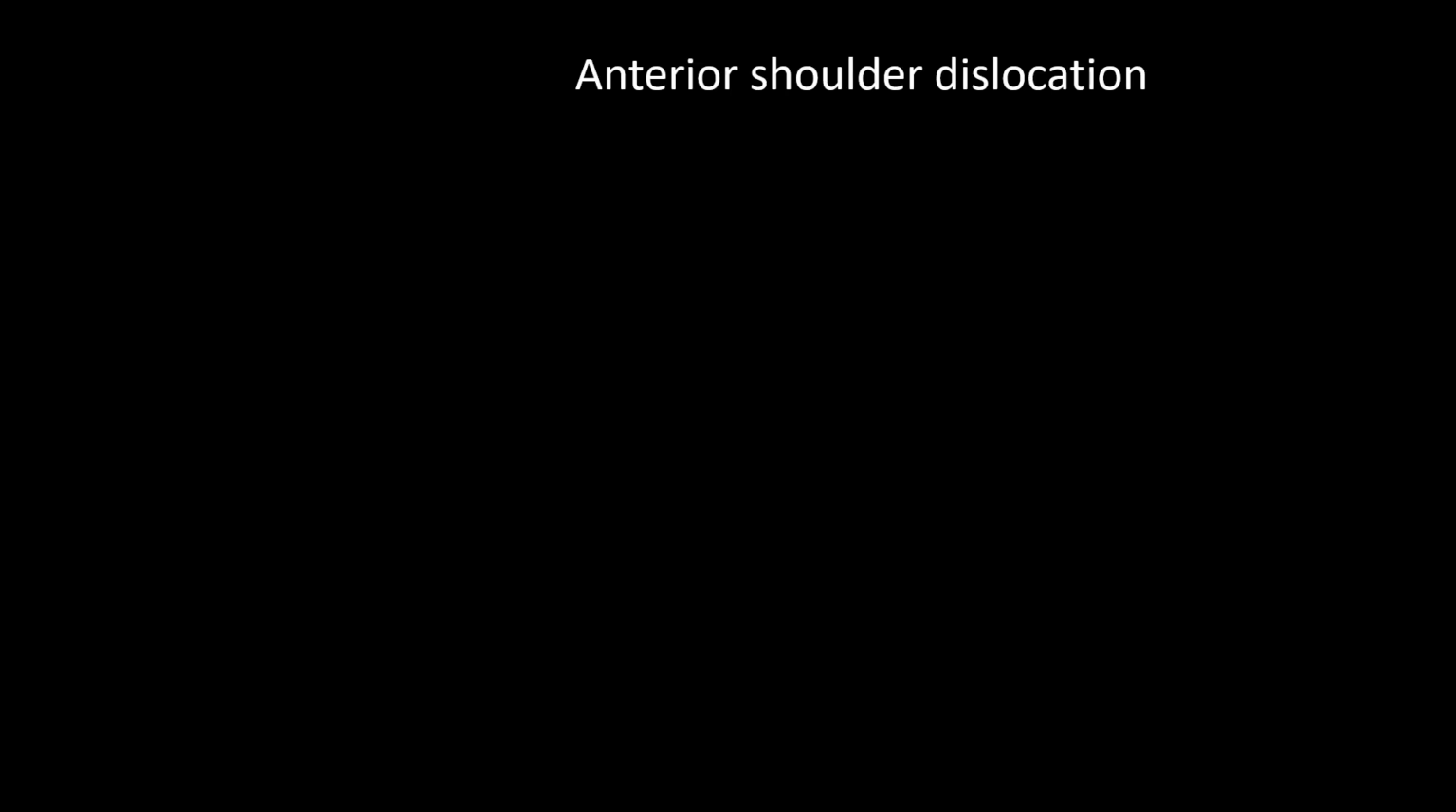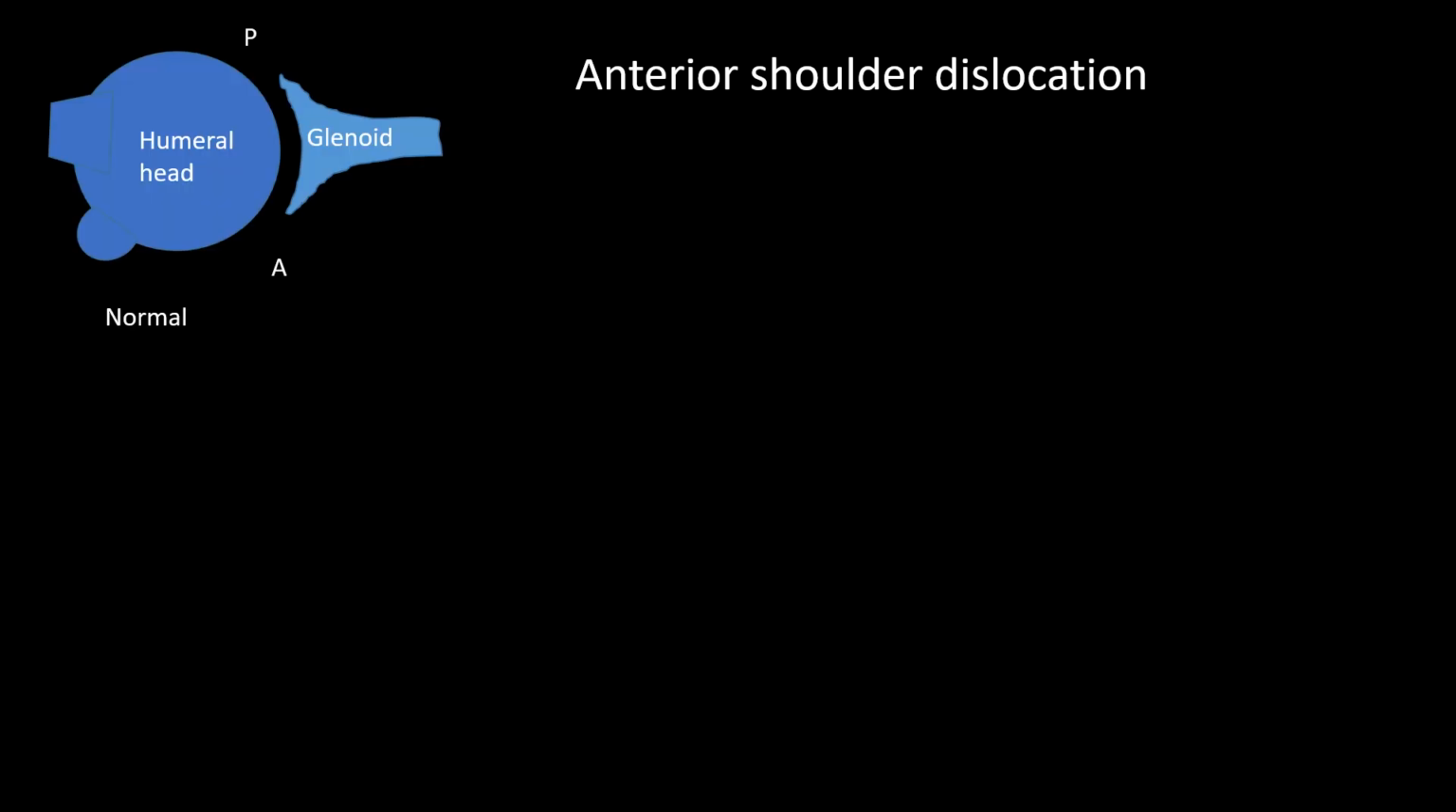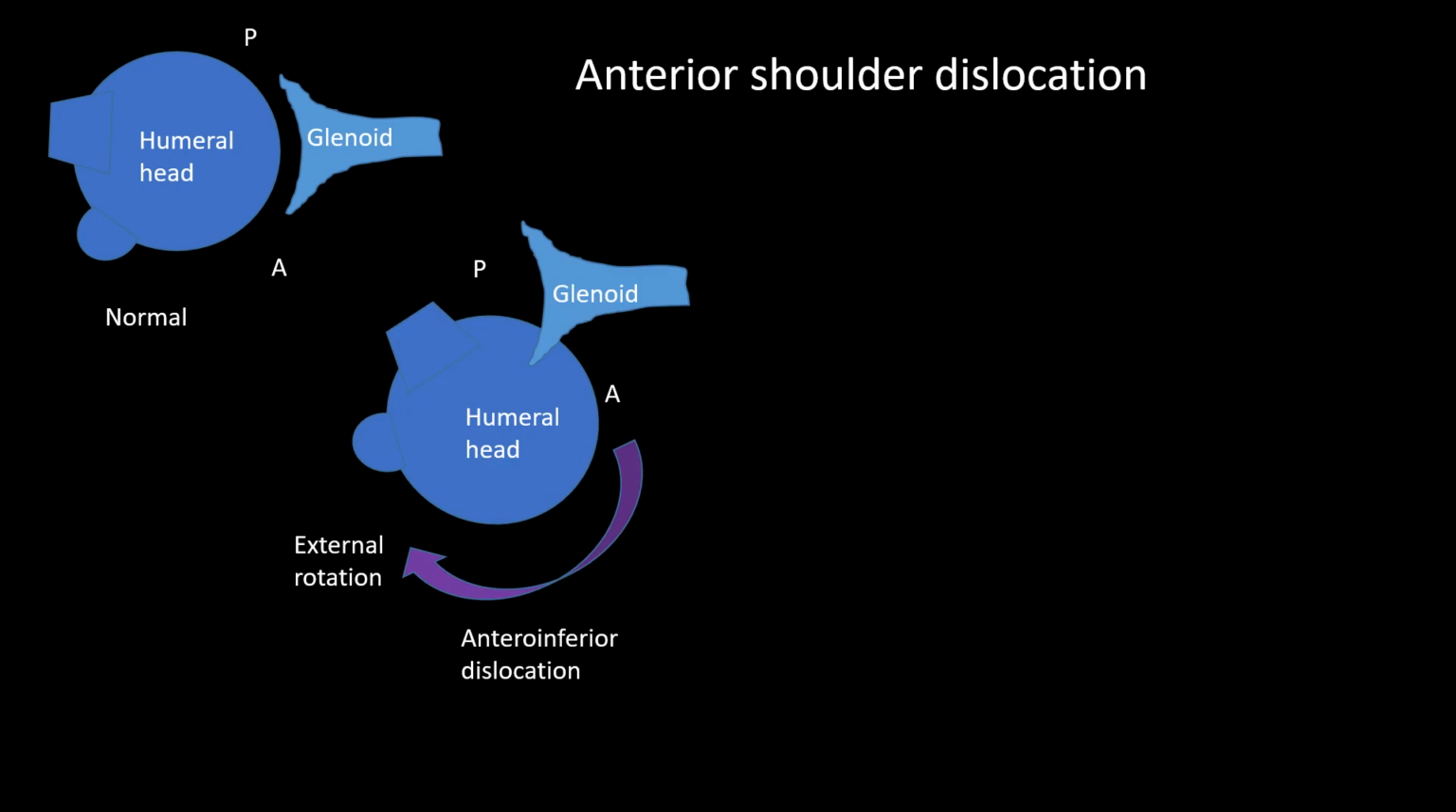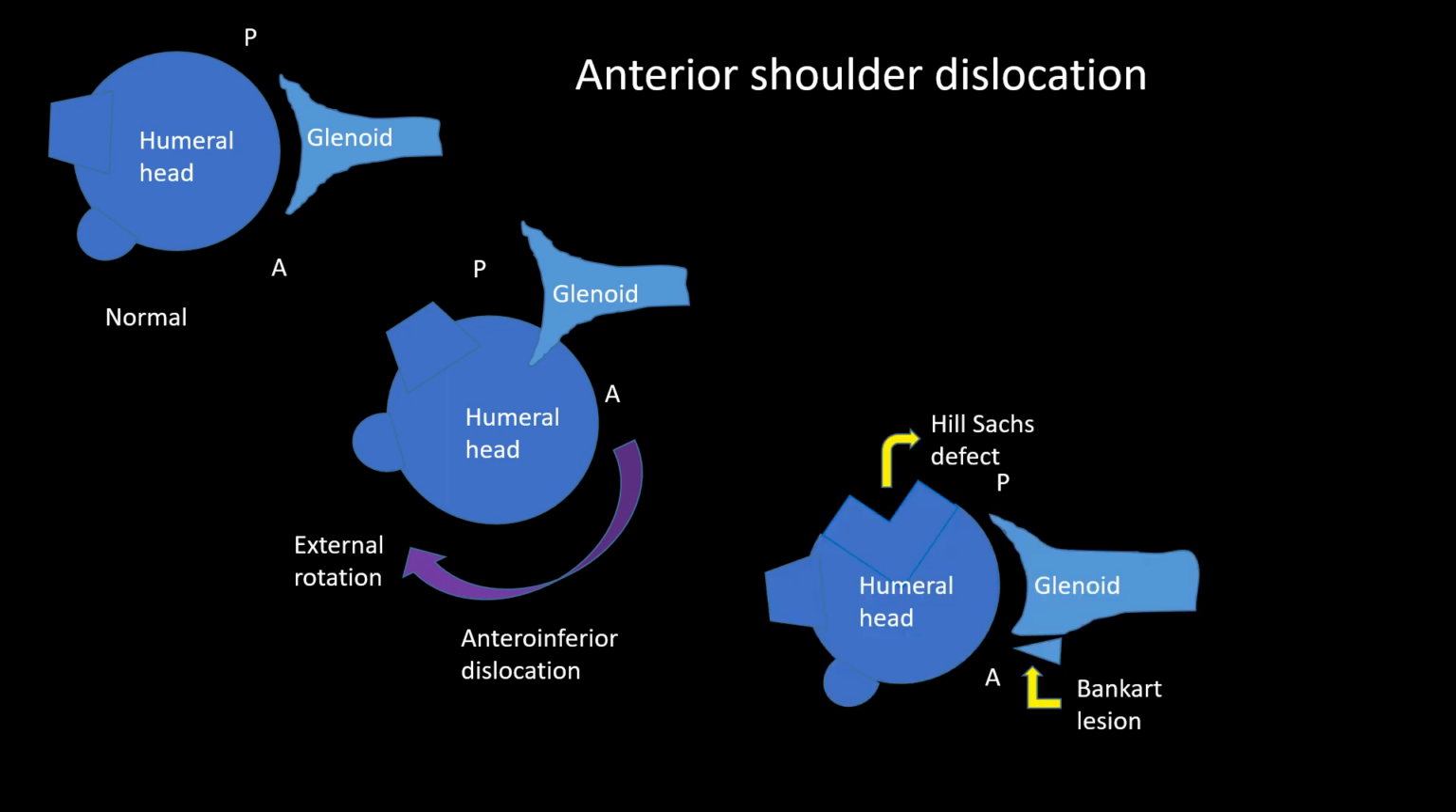For that, let's have a look at what happens in anterior shoulder dislocation. This is the normal orientation of humeral head and glenoid in the neutral position. When there is a violent external rotation in abduction, the posterior superior humeral head impacts upon the anterior glenoid rim. This results in an anterior labral tear with or without anterior glenoid defect known as a Bankart lesion, and along with it there can be a defect in the posterior superior aspect of the humeral head due to impaction known as a Hill-Sachs defect. Let's see if these findings are present in our patient or not.